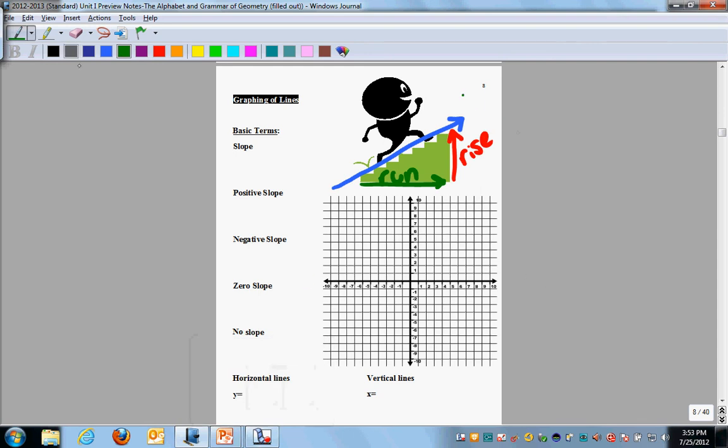Now, on a graph, positive slope is any graph that tilts upwards from left to right. That's going to be positive. From the left side to the right side. That's how you read a graph. Which means that a negative slope is going to go down from left to right. That's negative.